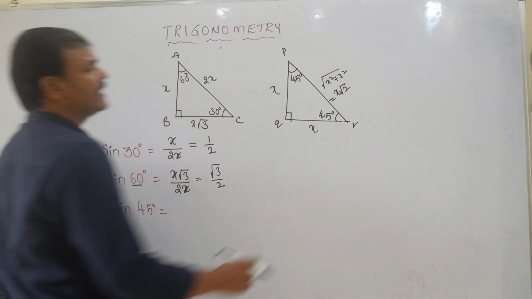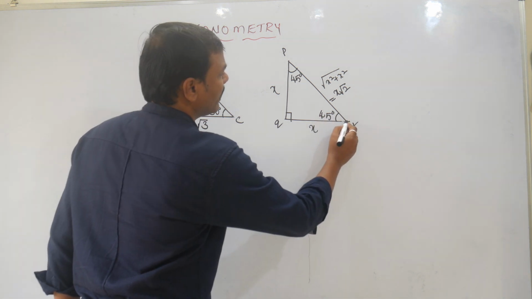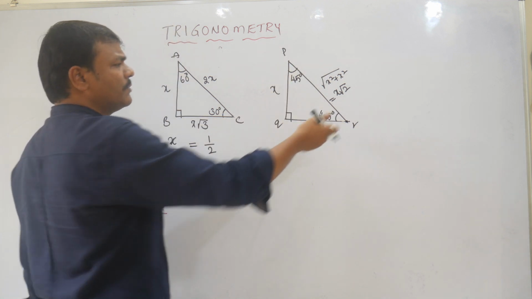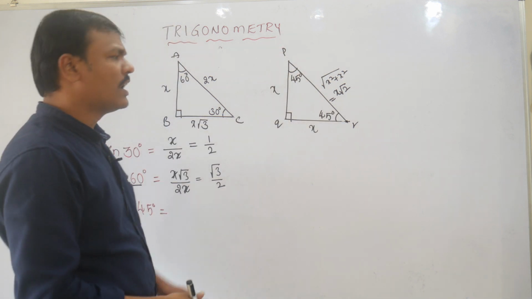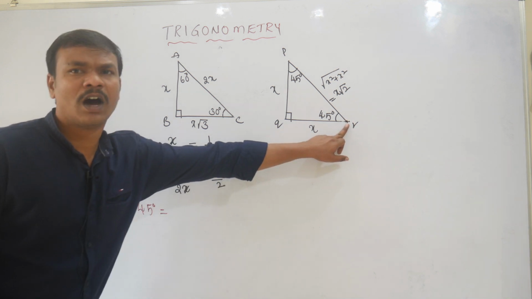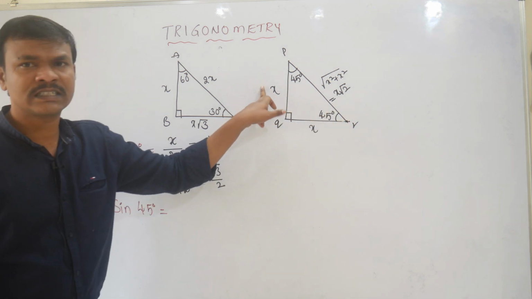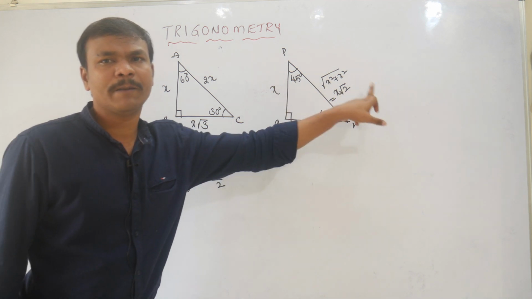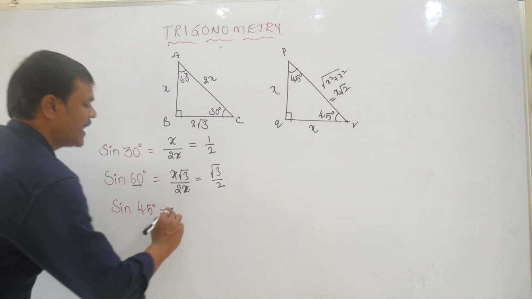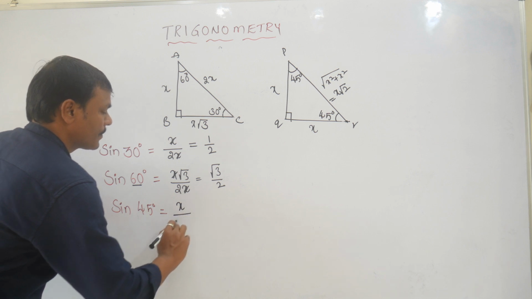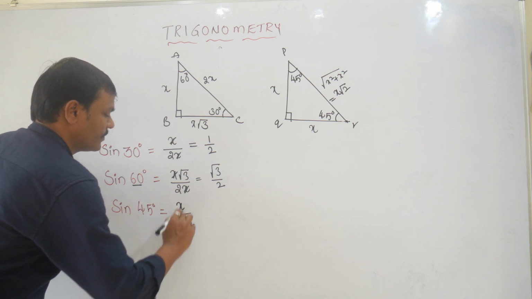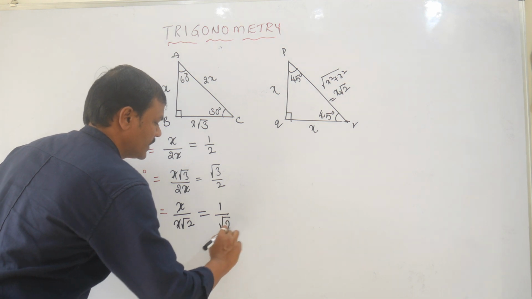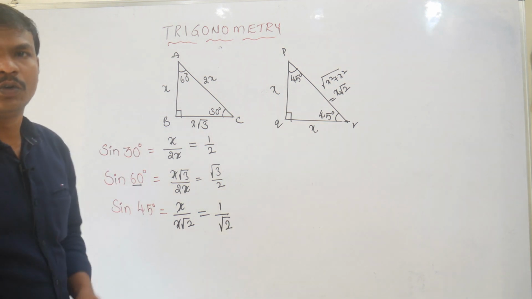After that, sin 45. Go for the 45 degrees of the right angle triangle. 45, you observe from the R or you observe from the P. There is no difference because both are the same angles. So, I observe from the R vertex. From the R vertex, opposite side is x and the hypotenuse is x root 2. Sin is nothing but opposite side by hypotenuse. That is x by x root 2. This is 1 by root 2.